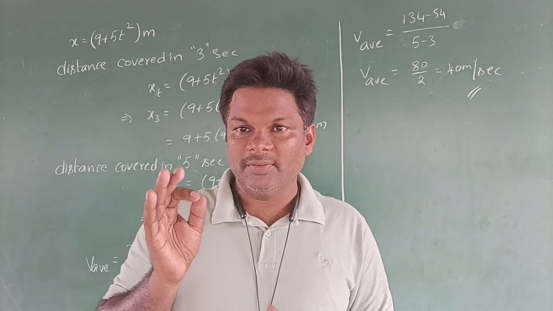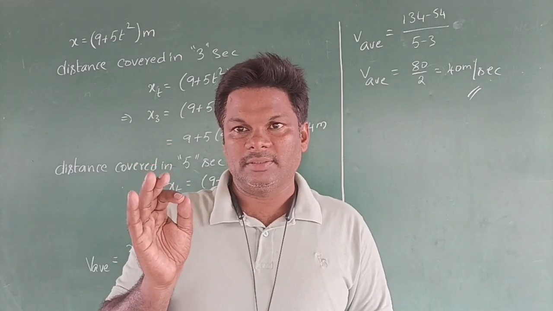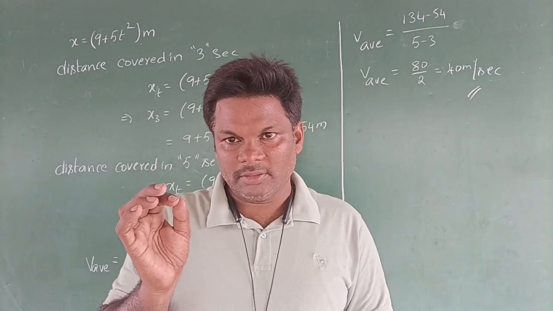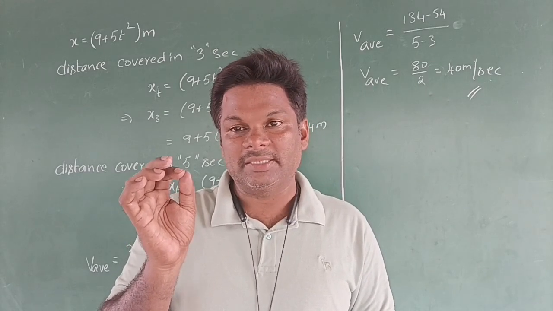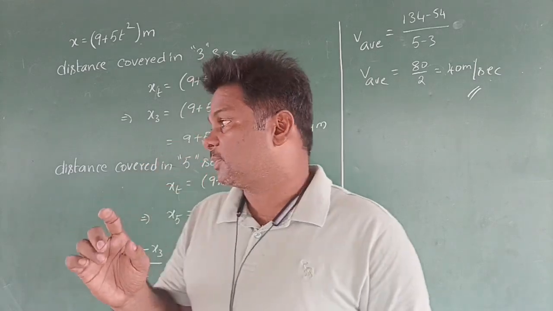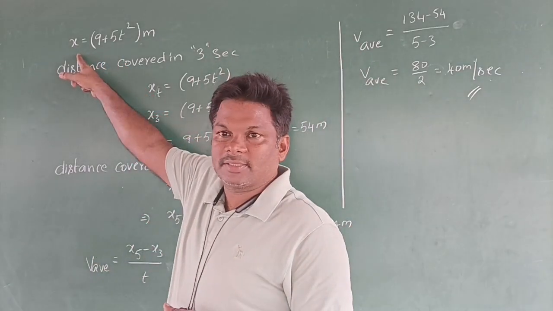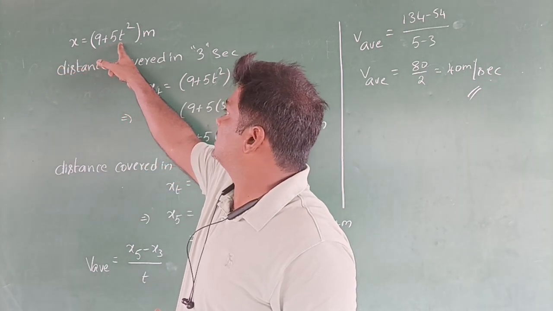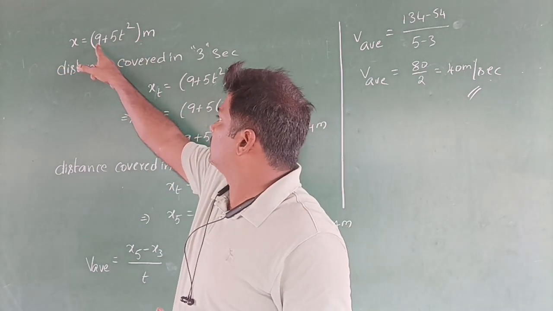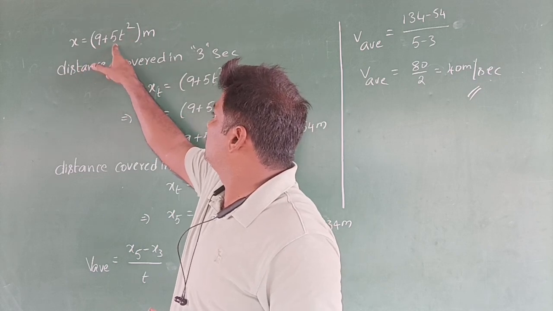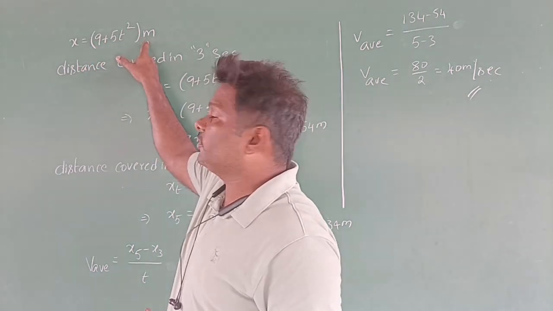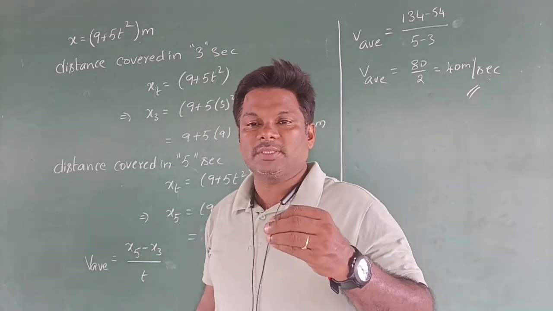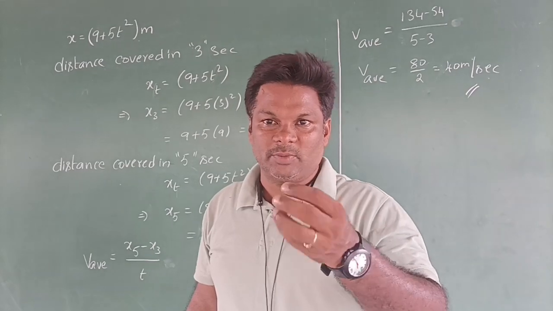In that, he has given the distance. In general, we denote distance as s, but here in this problem your distance is x, in the form of the equation 9 plus 5t square meters. Look here, 9 plus 5t square, this whole thing with the unit of meters, and he is asking for average speed or average velocity.